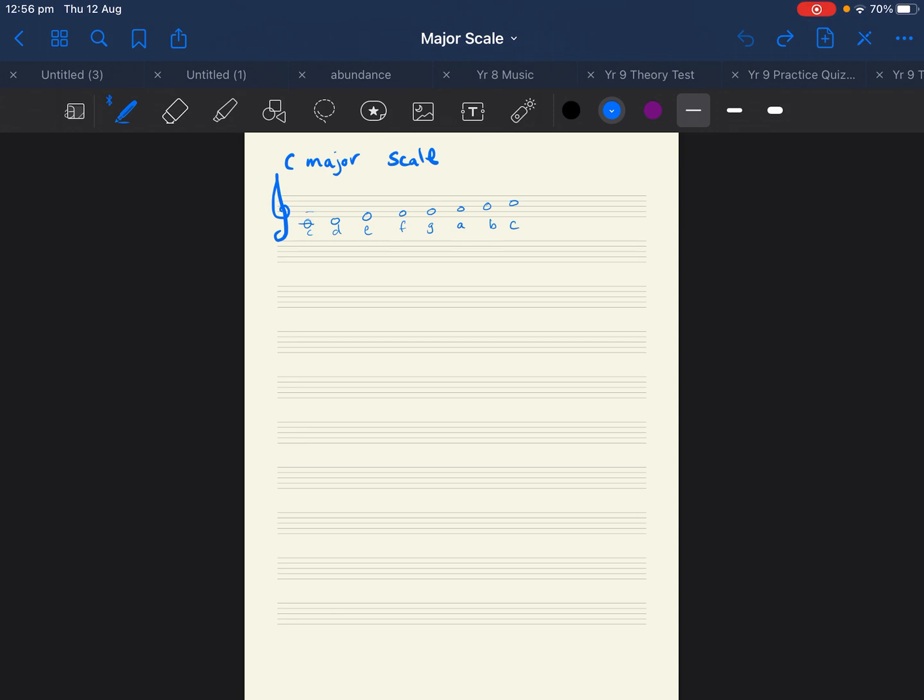We have C to D is a tone, D to E is a tone, E to F is a semitone, F to G is a tone, G to A is a tone, A to B is a tone, and B to C is a semitone. So that is the structure for every major scale that we hear. So in a little while we're going to do G major as well, and it uses the same structure. And then that's how we get our key signatures, our sharps and flats and things like that.